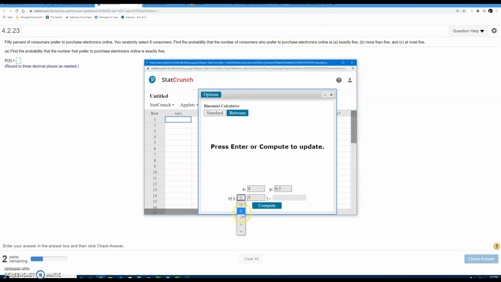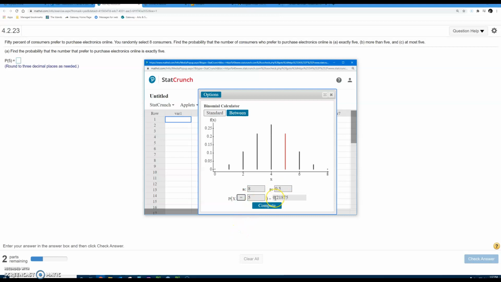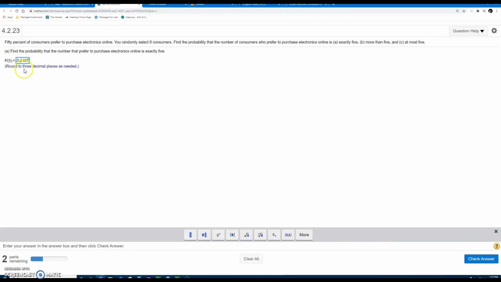So we can switch this to an equal sign, exactly 5, and get what we want. So I will cut and paste that. They want this to 3 decimal places, so I'm going to round that up to a 9.